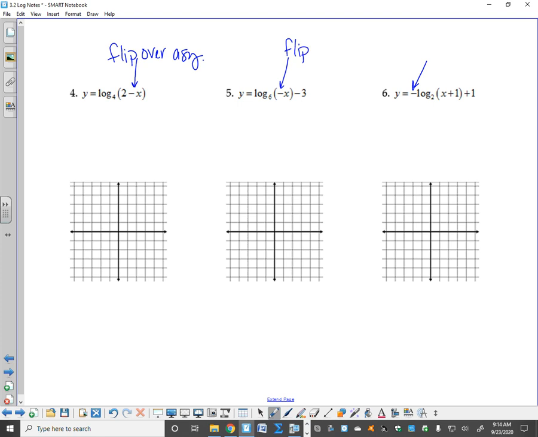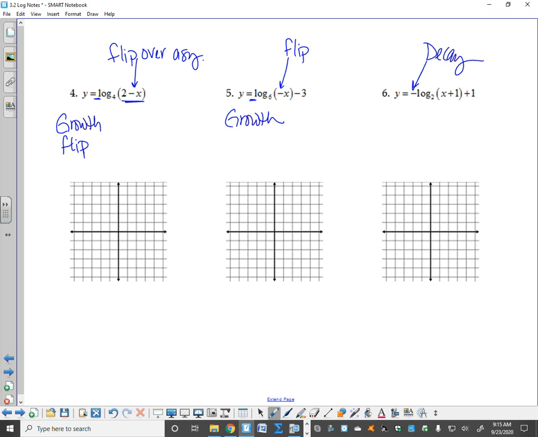Now, what a negative does on the outside, there's your decay. Okay. So because this is a positive in the front, we are growth. Same thing for number 5, positive in the front, so we are growth. All right, we are going to flip over the asymptote.